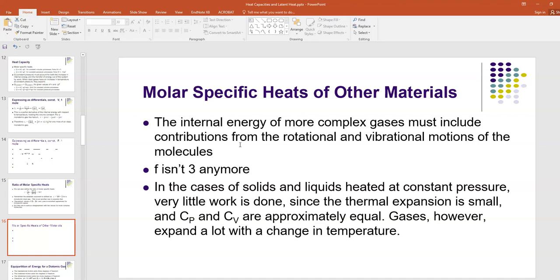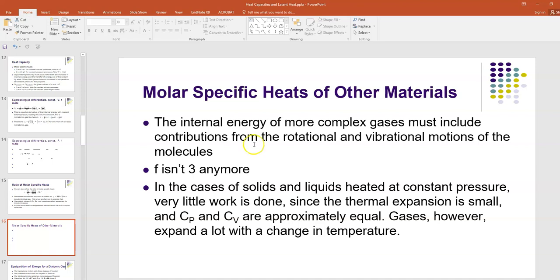But if you have something like diatomic nitrogen, which is a lot of what you're breathing right now, you have 2 nitrogen atoms side by side. And so if you think about what that could do, the nitrogen molecule could rotate in 2 directions, or the nitrogen atoms could vibrate about that bond, and that might give them more degrees of freedom. And so F isn't 3.